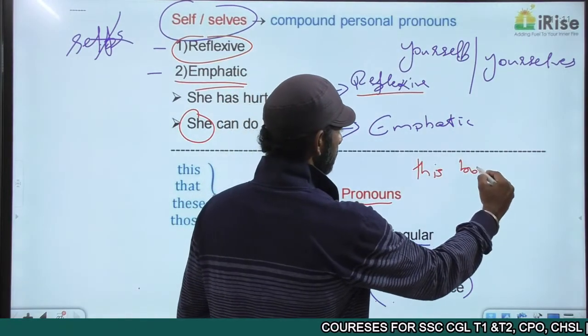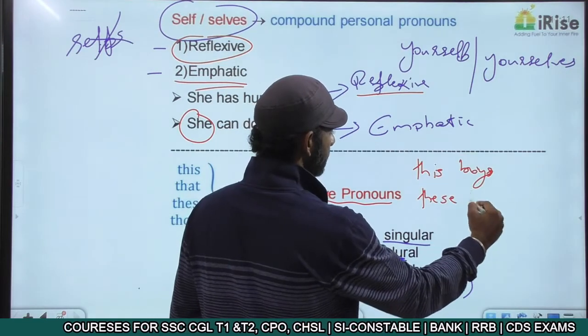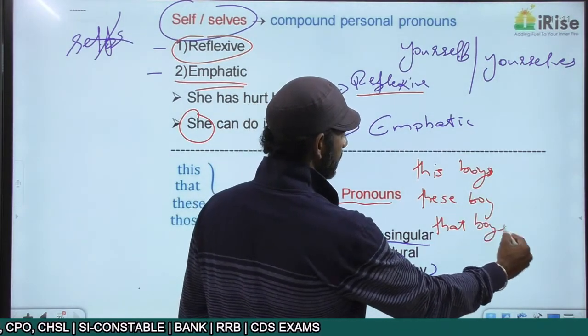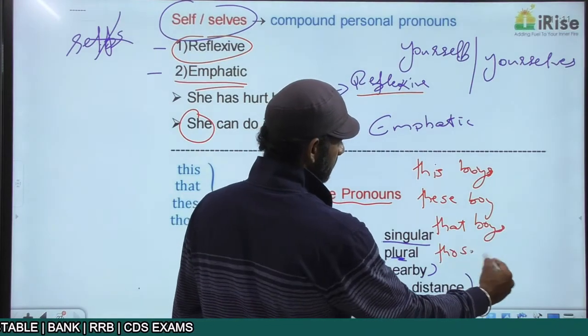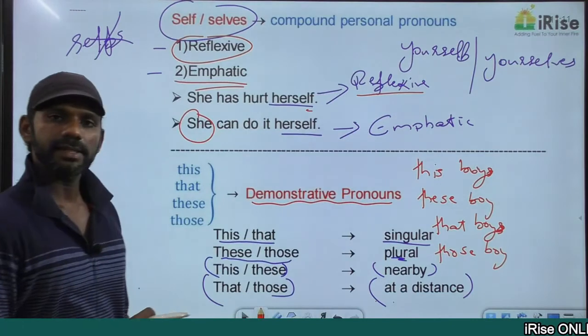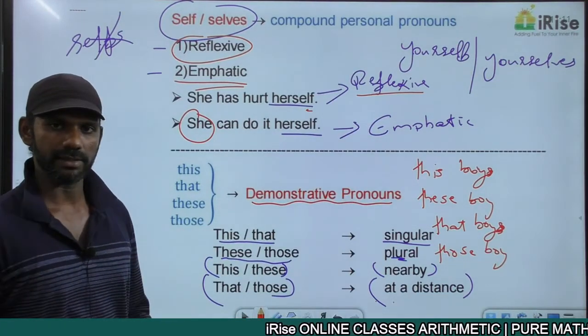This boys, these boy, that boys, those boy. Which of these is our correct usages? That's my question. I say all are wrong usages.